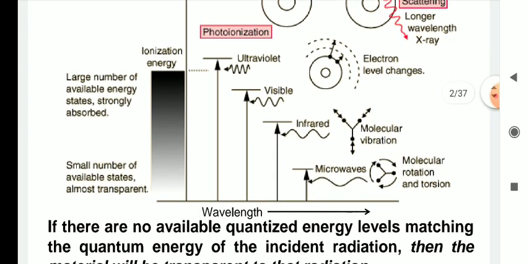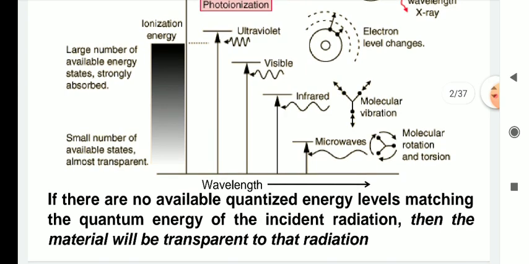So, if the electromagnetic radiation interacts with the rotation of the molecule, then that corresponds to rotational spectra, usually observed in the microwave region. If electromagnetic radiation interacts with the vibrations of the atoms of the molecule, that corresponds to vibrational spectra, and that is observed usually in the infrared region of the electromagnetic spectrum.